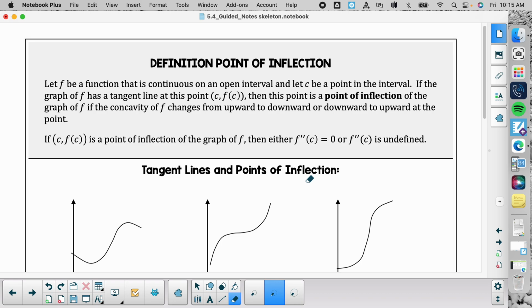It has the tangent line at the point. Yeah, that's the part that I thought was kind of weird. It was written in there. Yeah. That's not actually a definition.